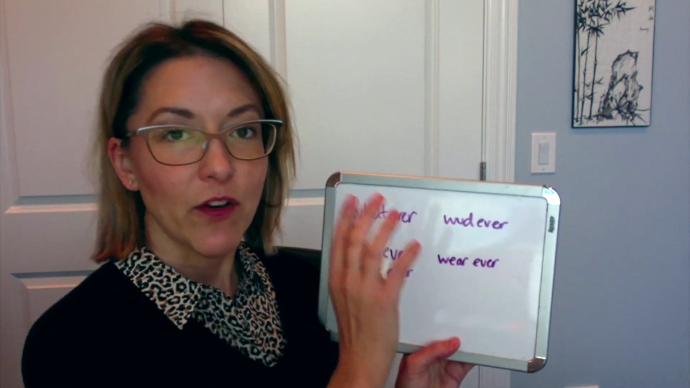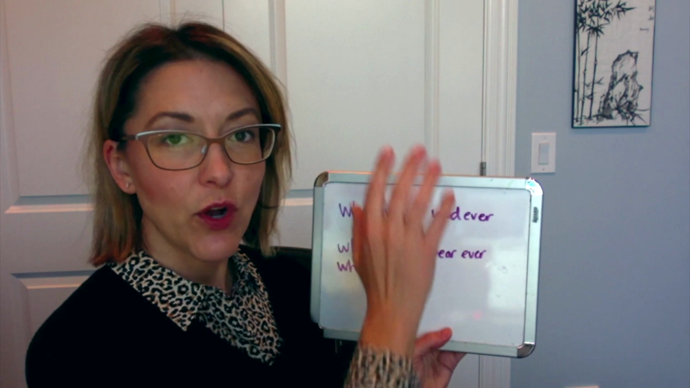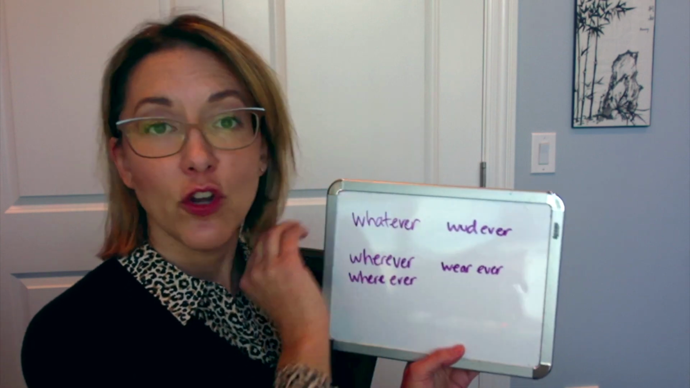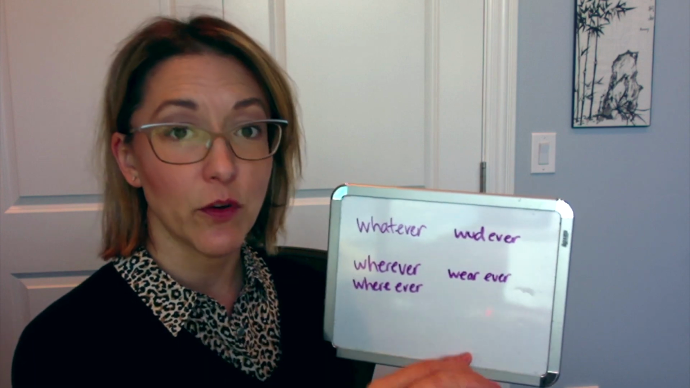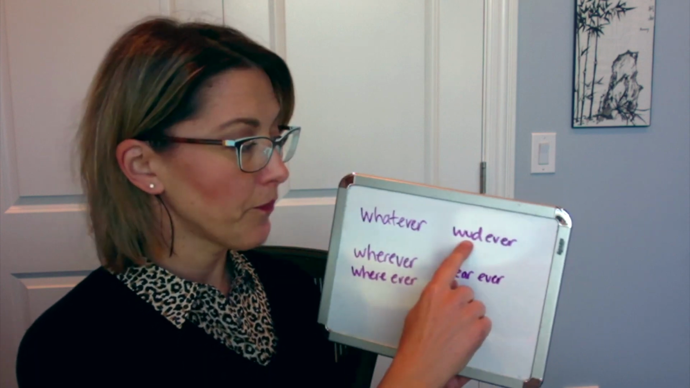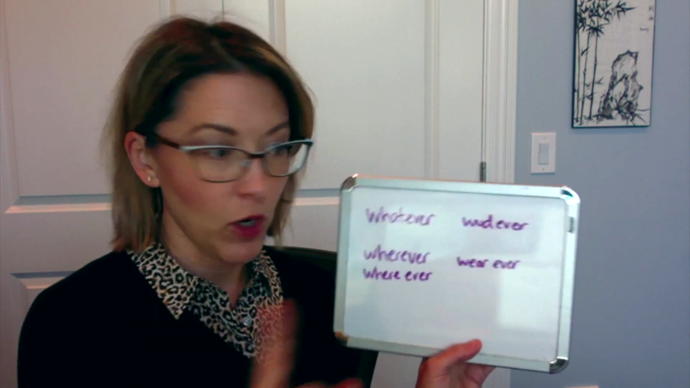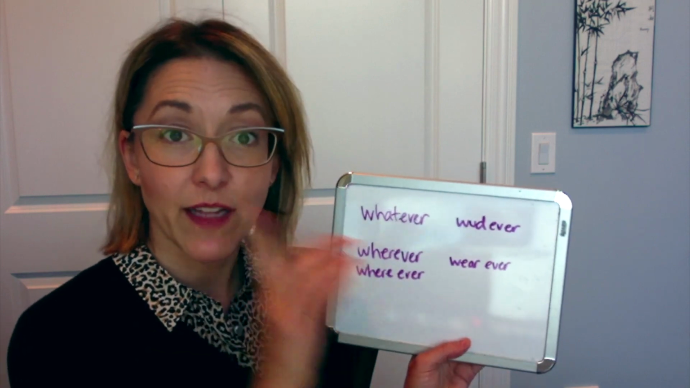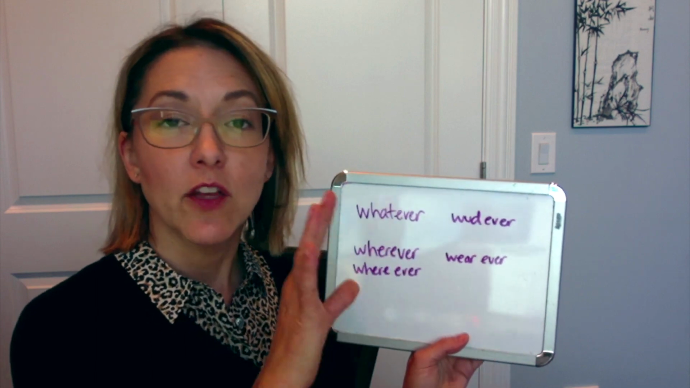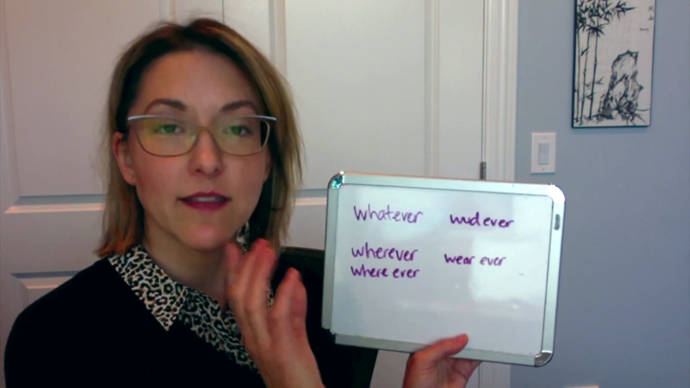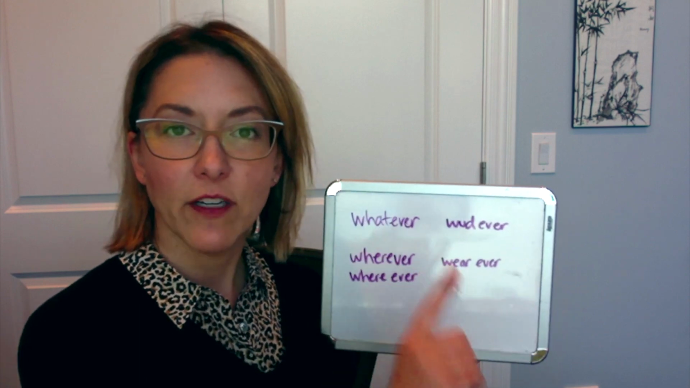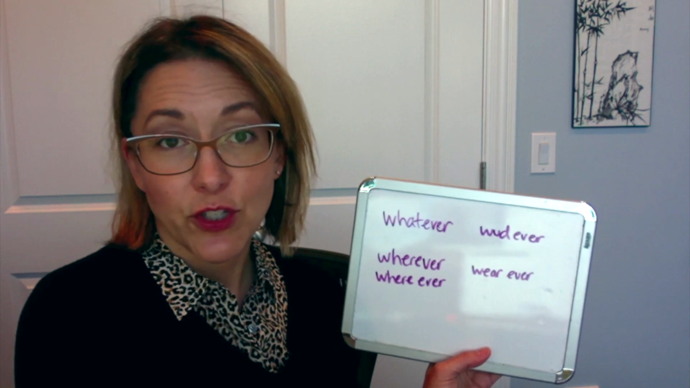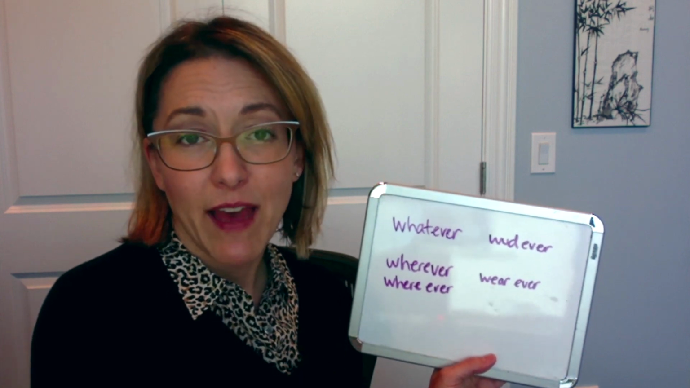So you want to make those short at the beginning and then also link those words together. And by linking, what I mean is no pause between those two words. So it's almost like whatever is one word and wherever is one word. Okay, so that's number one, is make these two short phrases sound like one word. Whatever, wherever. Number two, when we add them to another phrase, how can we make that sound a little better?